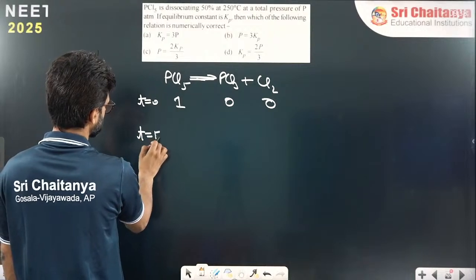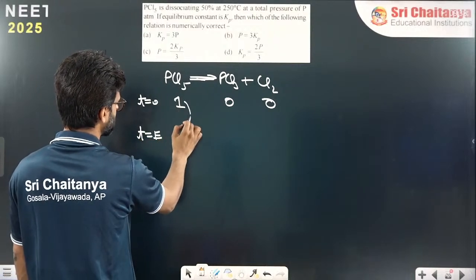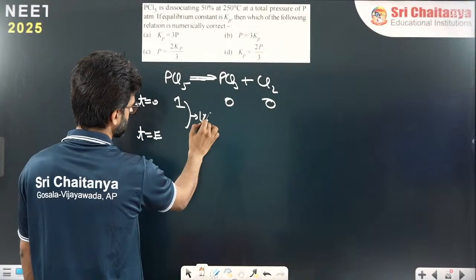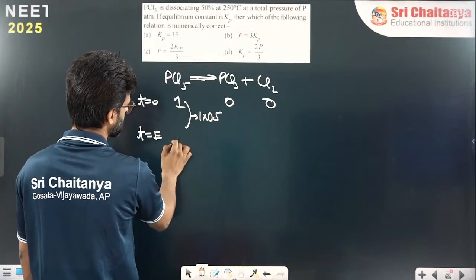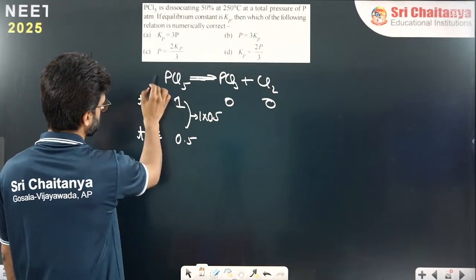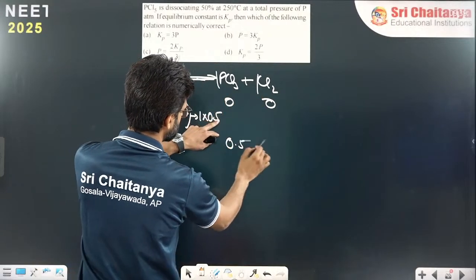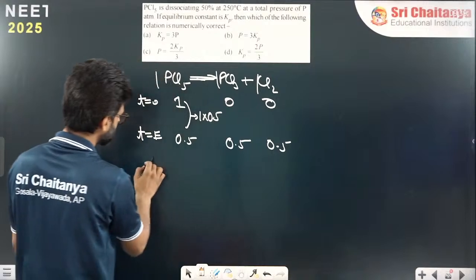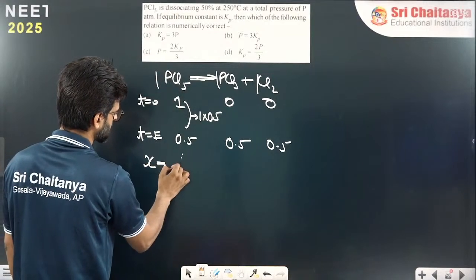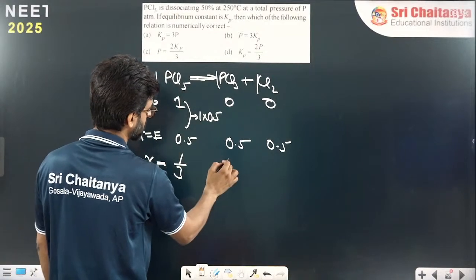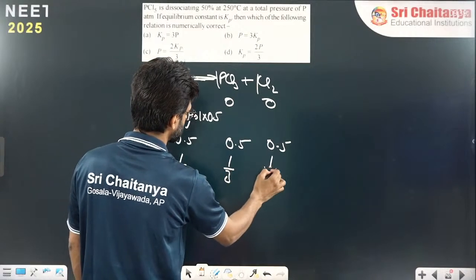Up to the time of equilibrium, it is dissociating 50%, means alpha how much? 0.5. So 1 into 0.5 is gone. How much remaining? 0.5. 1 makes 1, 1. The 0.5 is forming, makes 0.5, 0.5. So easily you can see the mole fraction. The mole fraction can be how much? 0.5 divided by 1.5. So 1 by 3, 1 by 3.